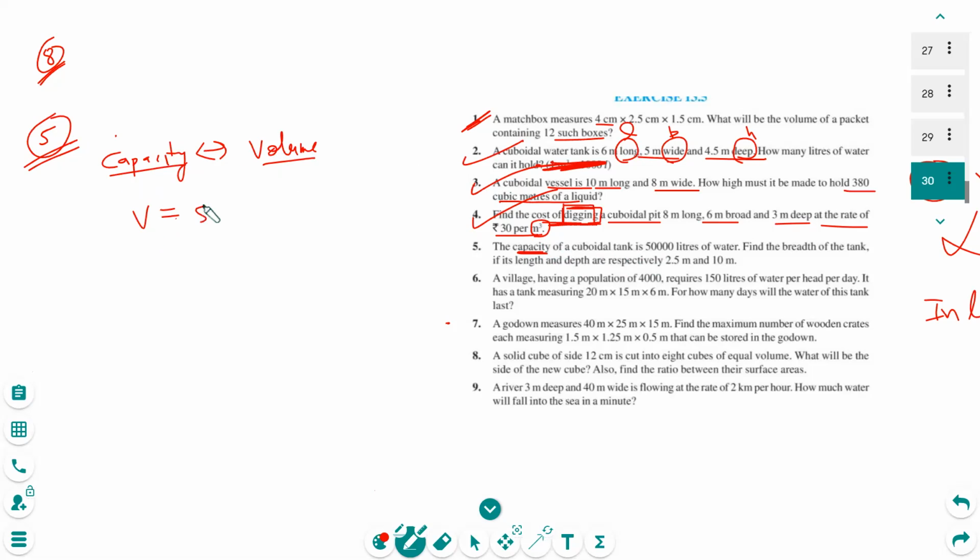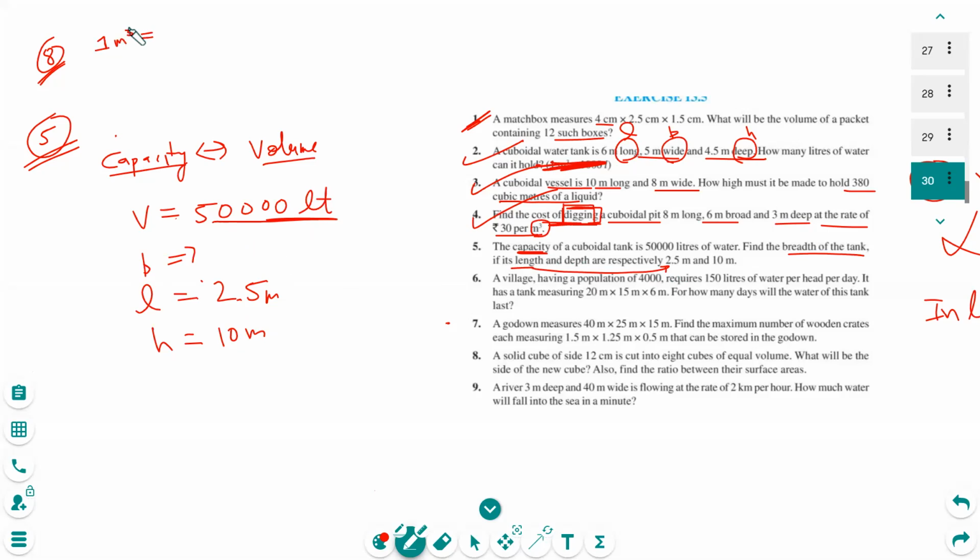So volume is given as 50,000 liters, right? And we have to find the breadth. The length is given, that is 2.5 meter. Now that's a problem. It's in meter and the volume is in liter. But I have already told you that we can convert, because 1 meter cube is 1,000 liters. If we divide this by 1,000, we will get 50 meter cube, isn't it?